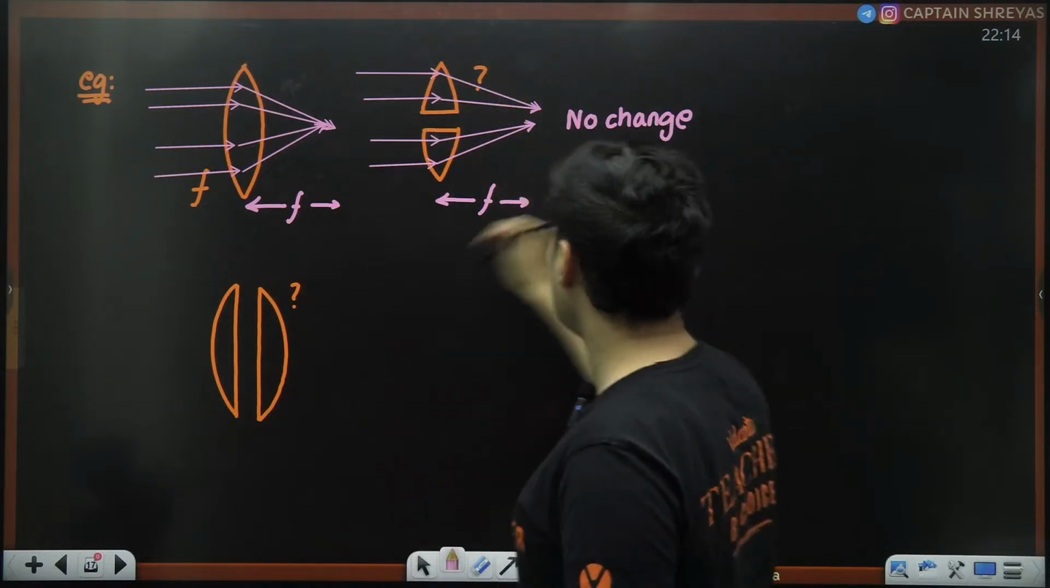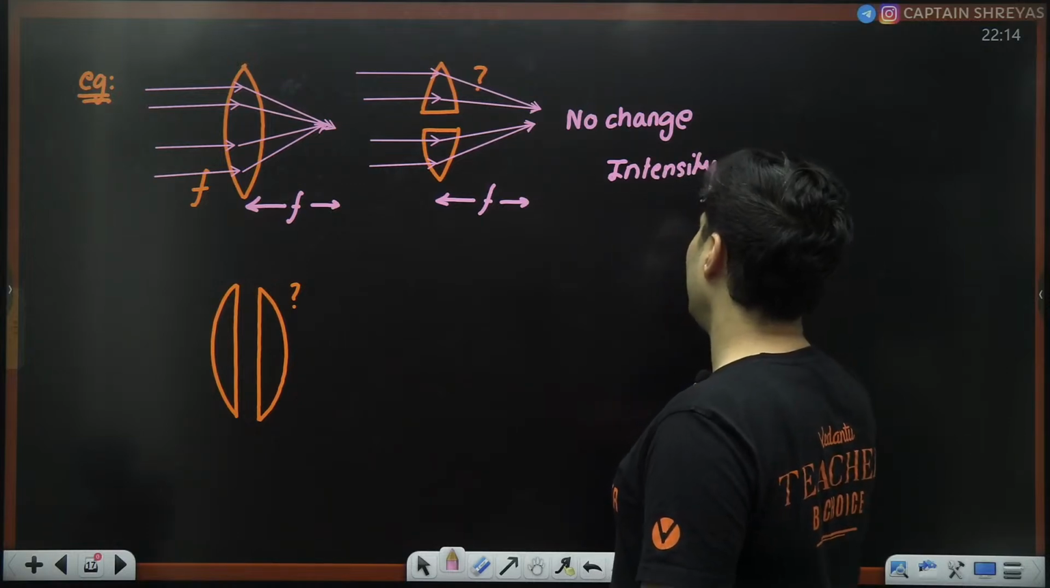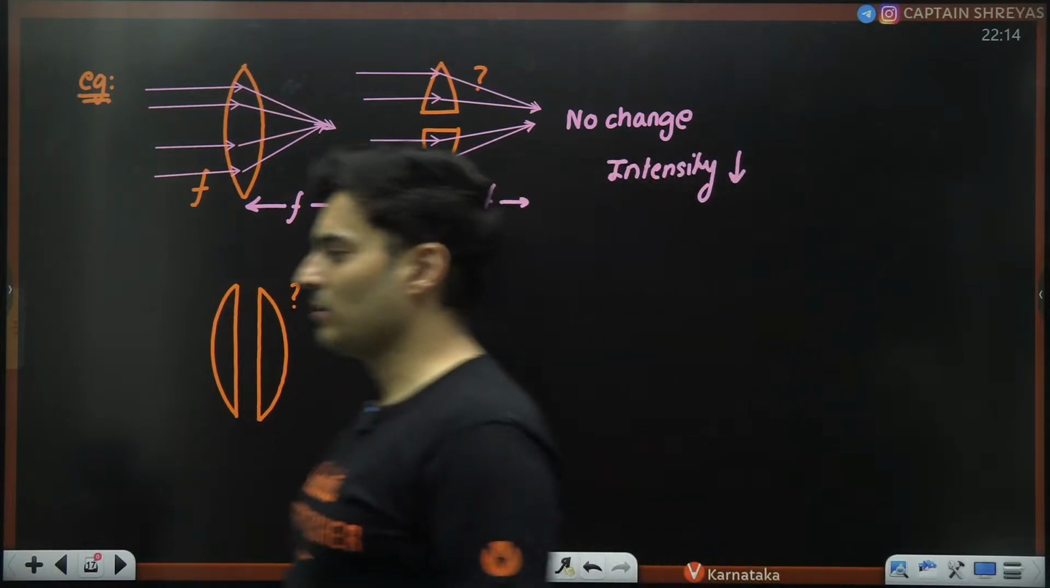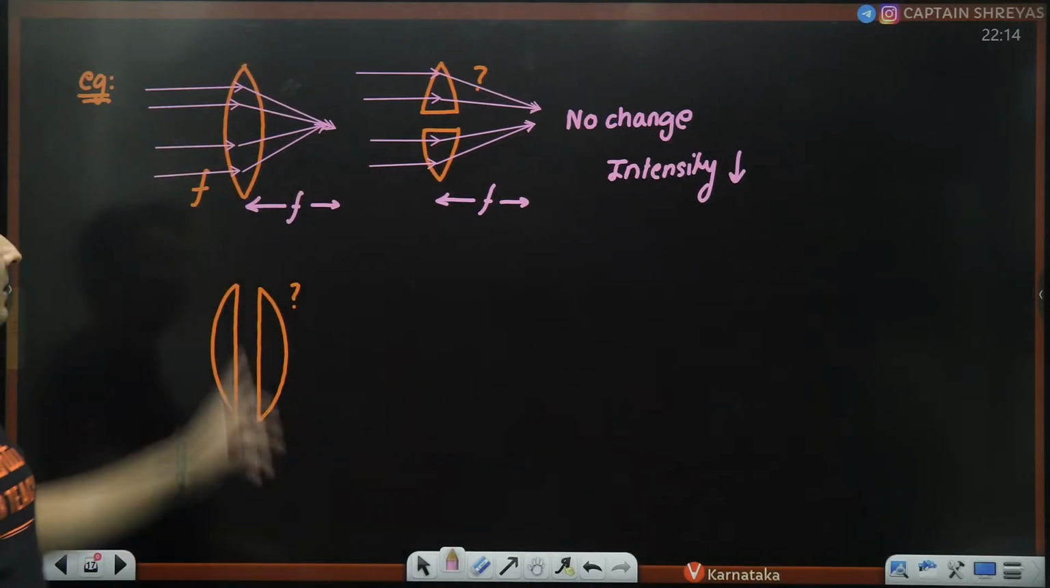In fact, the intensity of the light will reduce, that's all. Intensity of the light will definitely reduce. Light will be less intense because fewer rays of light are going. That's the only difference in the first case.